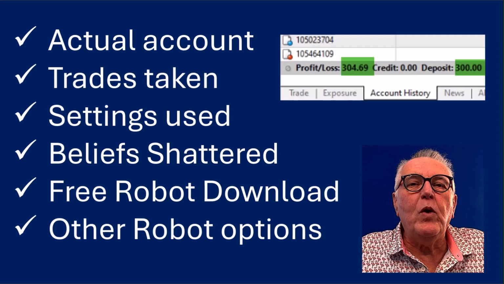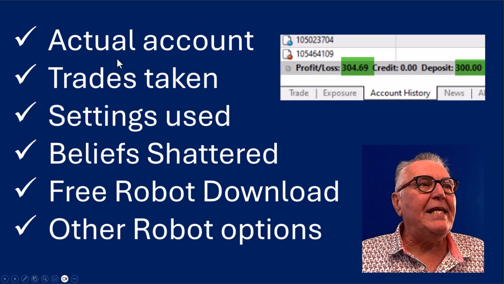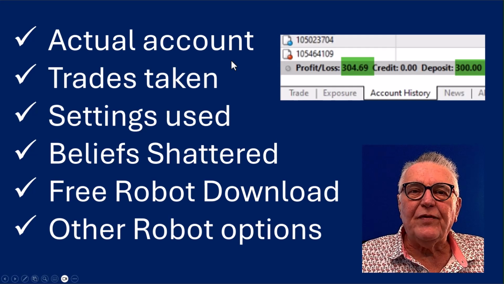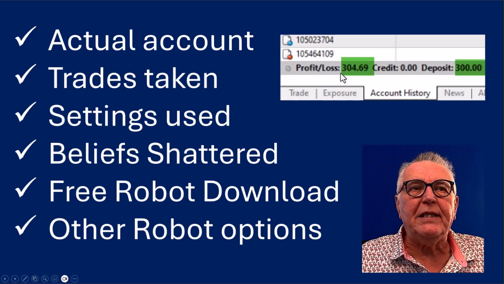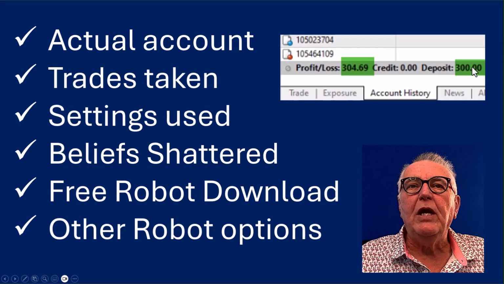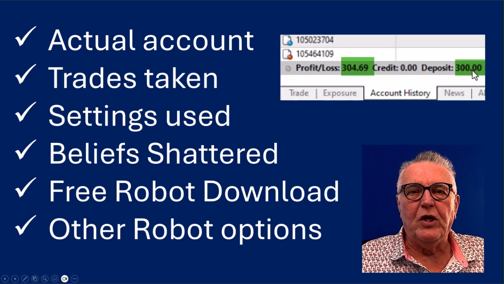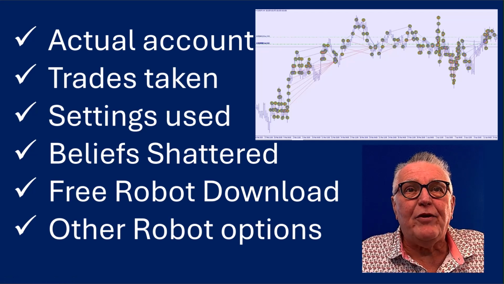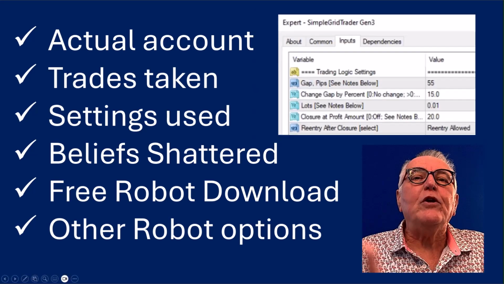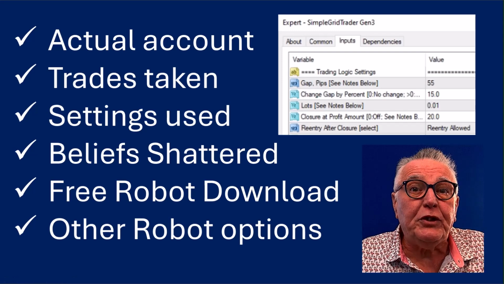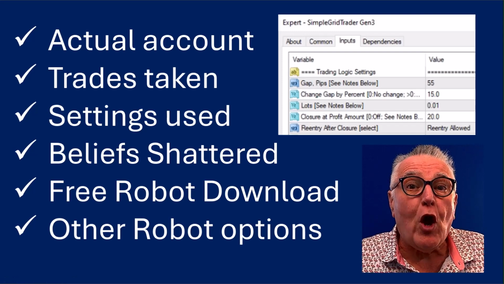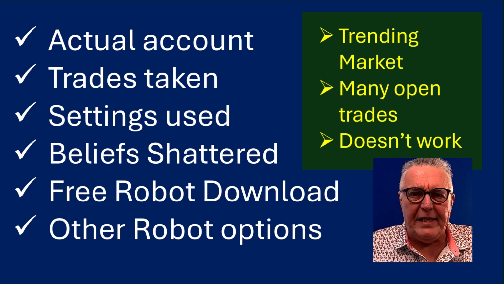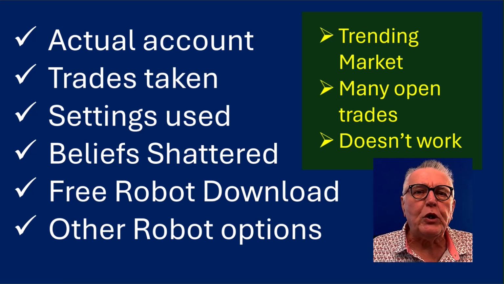So in this video we're going to be looking at the actual account showing this fantastic performance, and there you can see a profit of $300 with a deposit of $300. Then we're going to have a look at the actual trades taken, and there you can see a sample of those. We're going to look at the settings used and why those settings are so powerful. Then we're going to have a look at a few grid trading beliefs that have now been totally shattered.